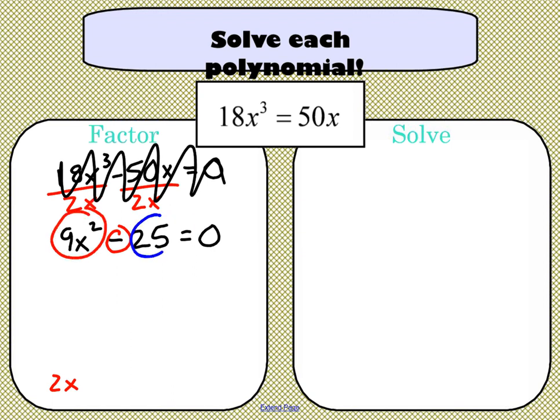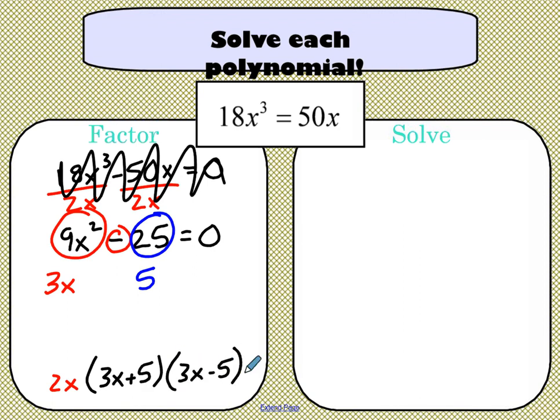So let's go ahead. The square root of 9x squared is going to be 3x. The square root of 25 is 5. So I need my plus version and my minus version. So I have 3x plus 5, 3x minus 5 equals 0. Now I have 3 factors, so I need to use the zero product property 3 times. I'm going to go ahead and do that.